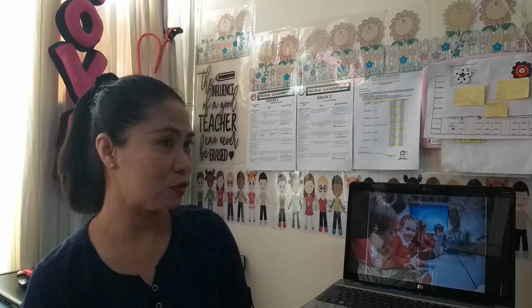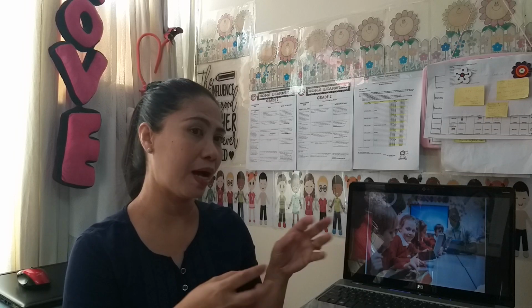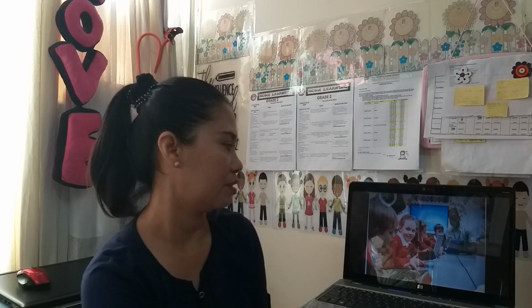Okay, look at the setting of the classroom in the present. See, the students are using tablets. Some are using laptops. So do you see the difference, the setting of the classrooms in the past and in the present, right? Okay, good. Next, Miss Sarah talks about her classroom of the future.